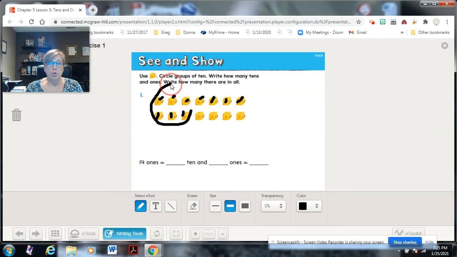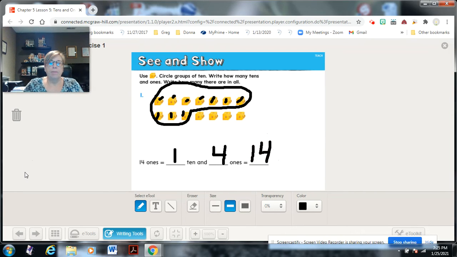Okay, so I'm going to circle only the ones that have a mark on it. Can I make more groups of 10? No, not enough. So equals, how many 10s are there? There's 1. And how many ones? 1, 2, 3, 4. And what does the number say? That's right, it looks like these two just put together, right? 1, 4 is 14.